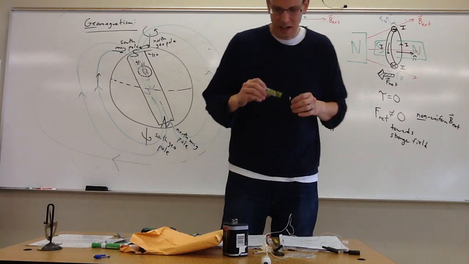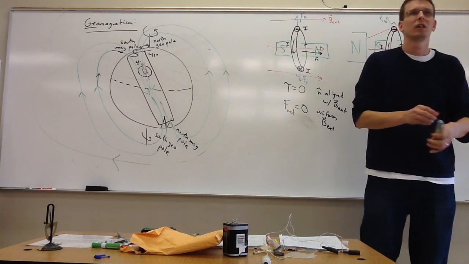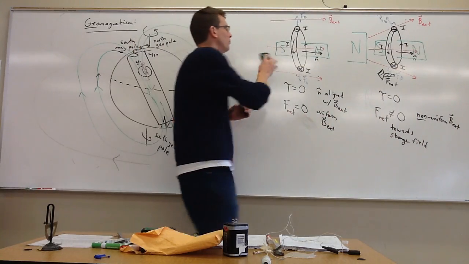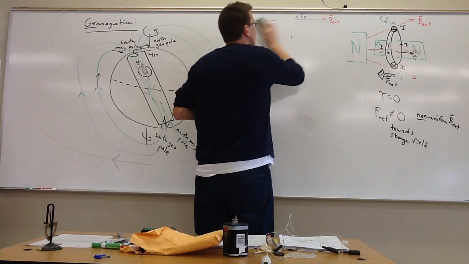I've already hinted at the fact that the Earth's magnetic field evolves with time. So let's talk about that. First of all, how do they know that?